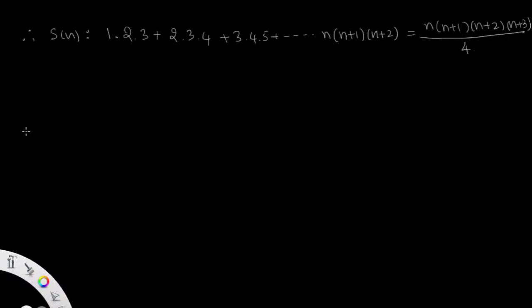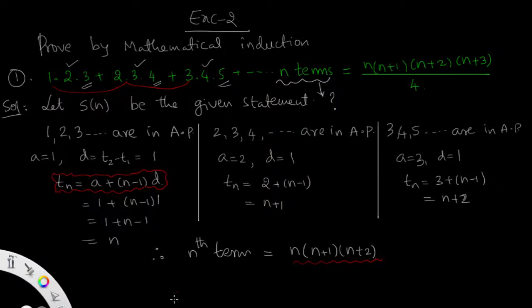S of n means the given statement should be true for all values. So first let us take the first series S of n. In the given statement the nth term is not there, so first we have to find the nth term of the series in the form Tn equals A plus n minus 1 into D.